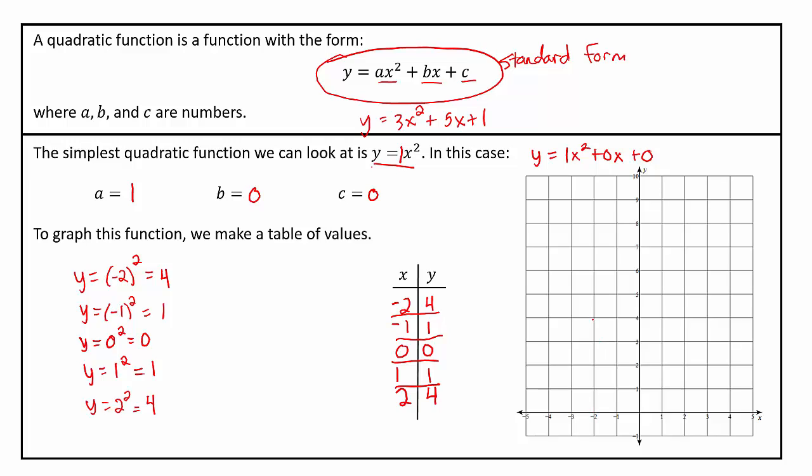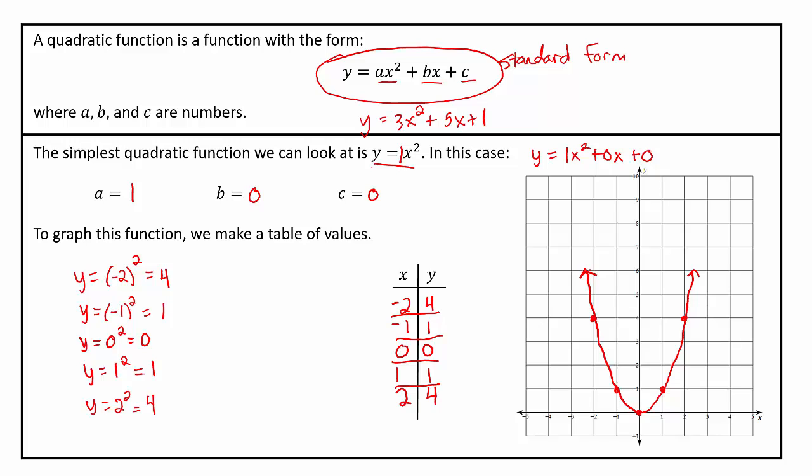So -2, 4 is right here. -1, 1 is right here. 0, 0, 1, 1, and 2, 4. Now when we connect these, we don't connect them with straight lines exactly. We want them to be curvy. If you are imagining, this kind of looks like a V. We want it to look actually a little bit more like a U. And we'll go past where our last dot is just a little bit and then finish it off with an arrow to show that it does keep going.